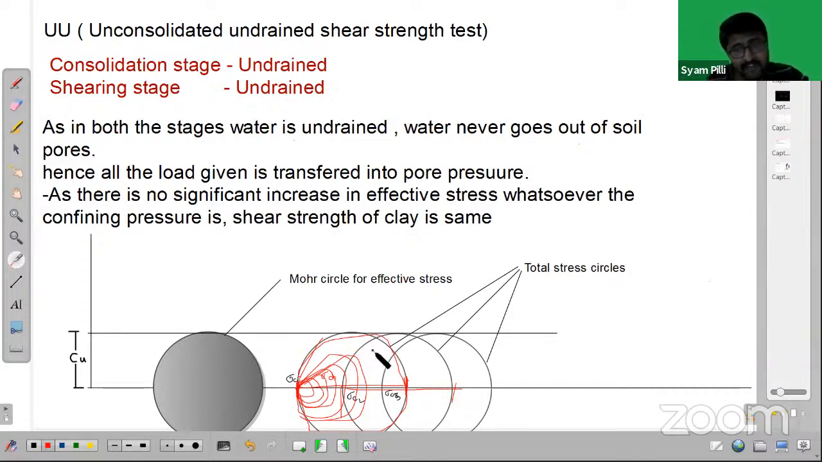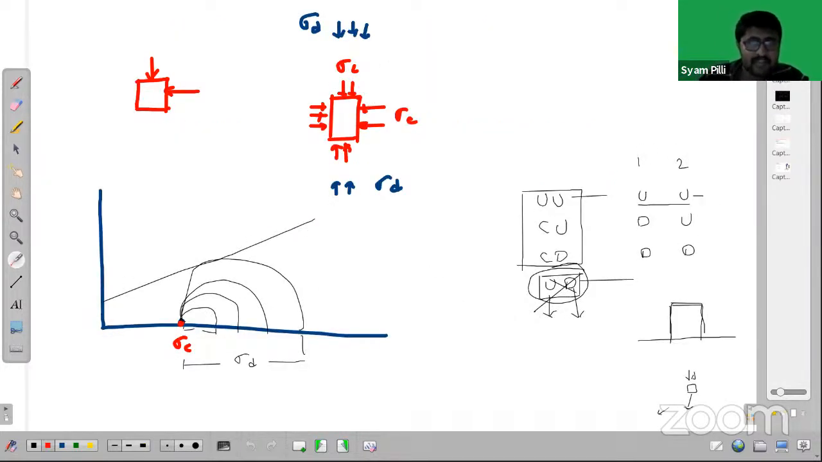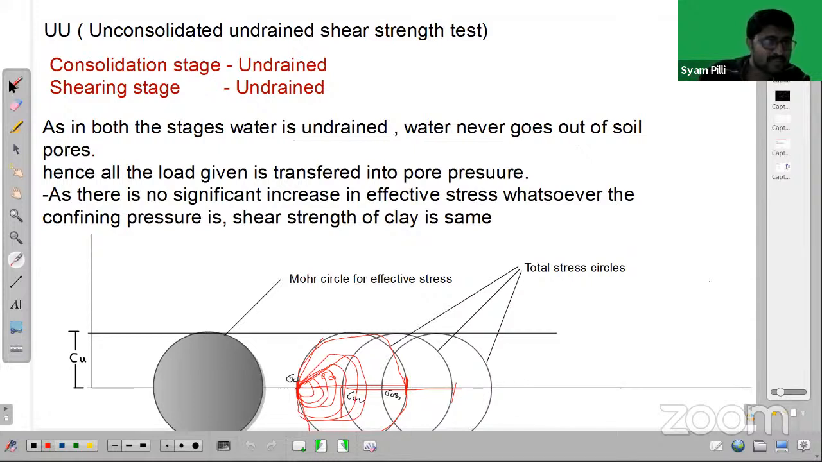Now I want the effective stress parameters. See, these are the total stresses which I am giving, but these are not the effective stresses, because whatever load I am giving here is converted into pore water pressure. According to Terzaghi, we had modified Coulomb's shear strength equation earlier. What did we say? The shear strength is equal to c dash plus sigma dash into tan phi. This is the equation for shear strength.